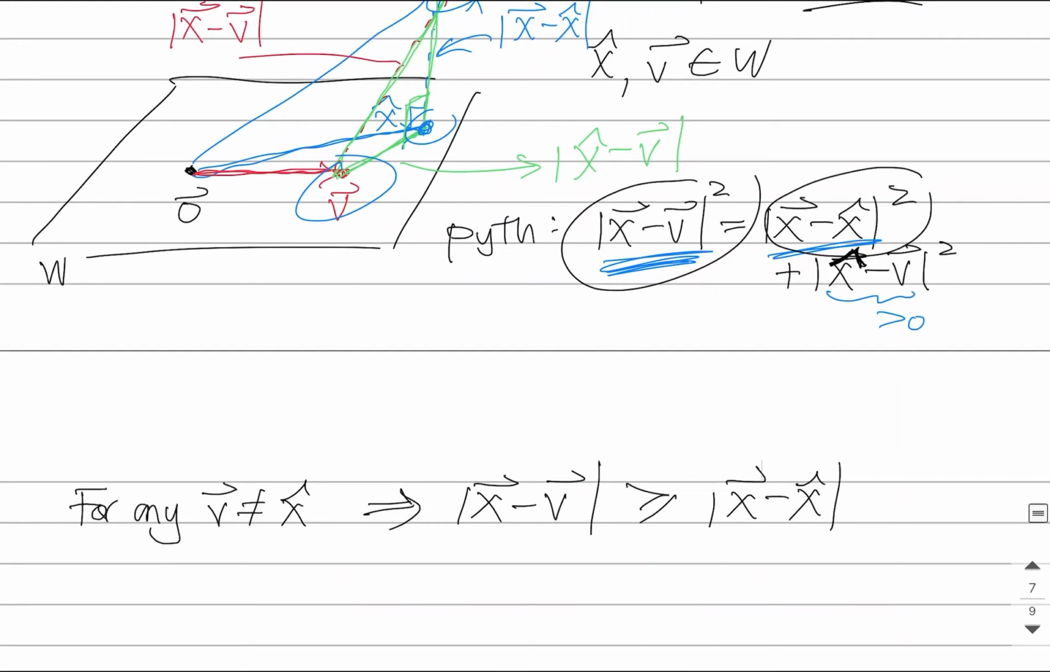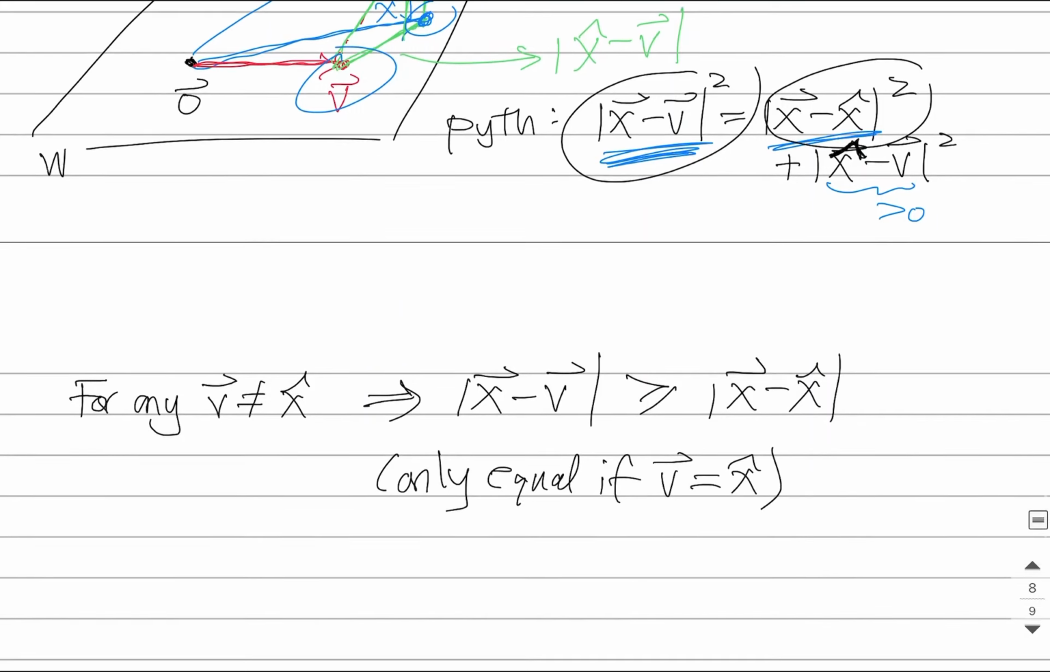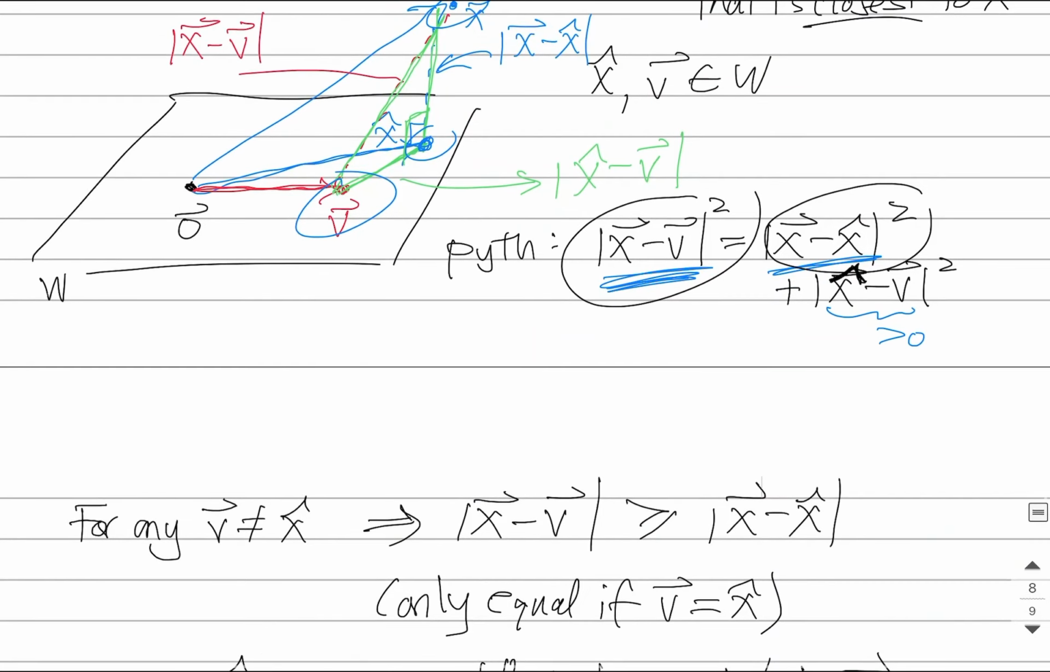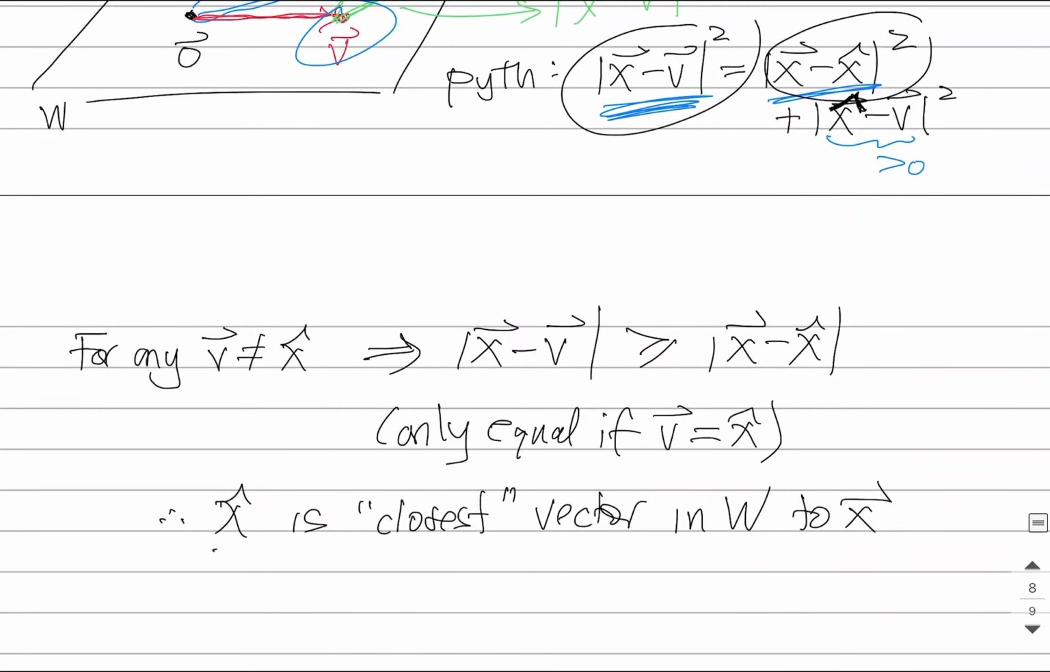The only way they will ever be equal is if v, the point in the plane, is equal to x hat. So that's what we mean by the closest. x hat is the closest vector in the subspace W to our x. So that's why we are going to focus on finding x hat throughout this section and later on.